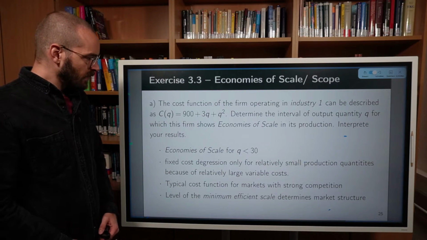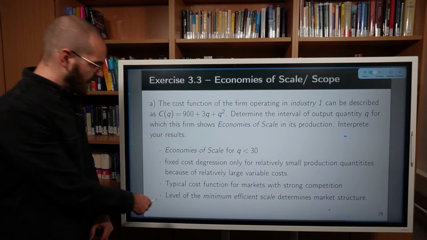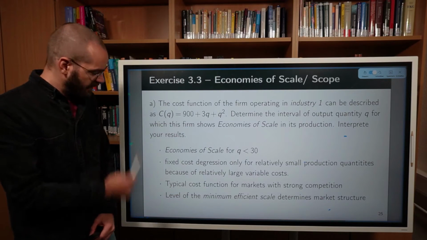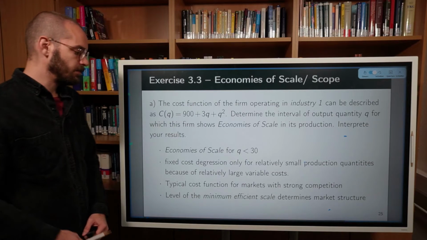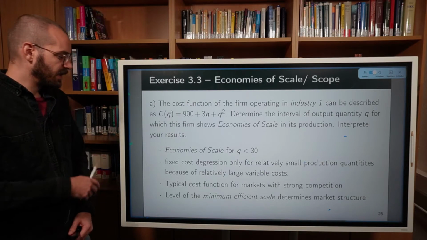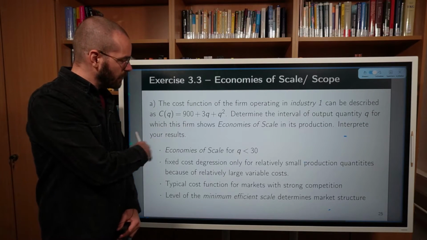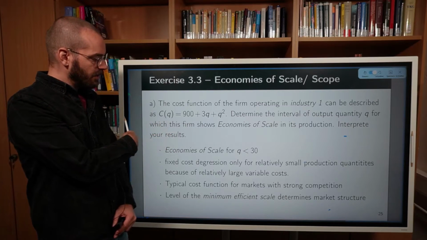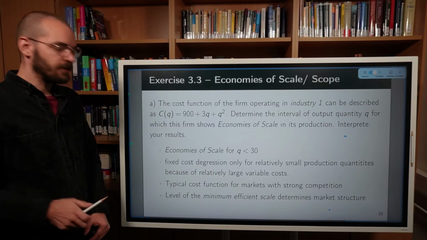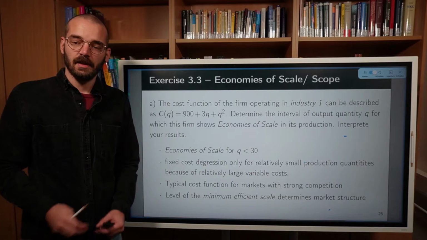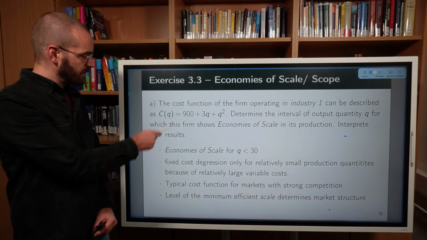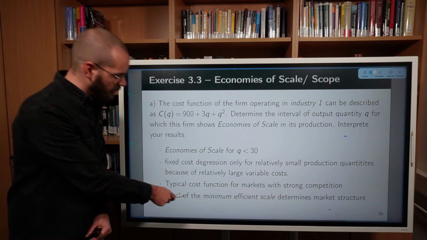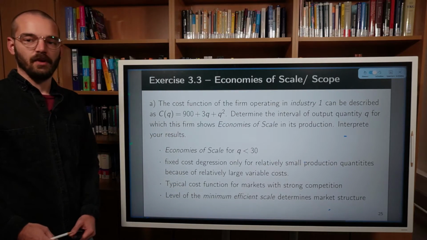Right. And in this case, the level of the minimum efficient scale determines the market structure. Minimum efficient scale in this case means the amount of quantity that a firm needs to produce in order to be efficient. All right? And in this specific market, we see that this value is rather small.